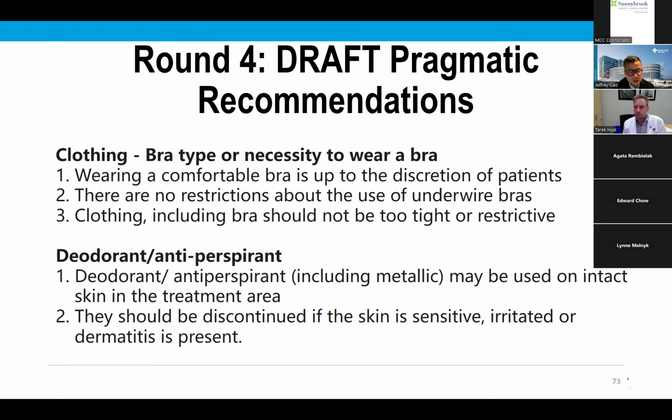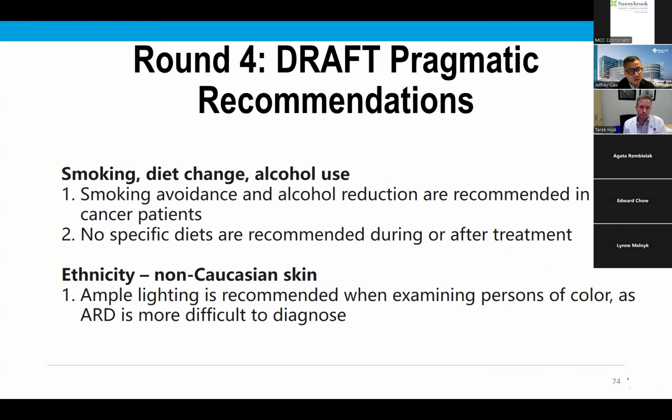Again, antidepressants, there are randomized studies to show that there is no impact on the outcomes of patients undergoing radiation therapy for breast cancer. Again, we kept with the general principles: avoid smoking and alcohol during treatment, just as a general recommendation. And then, for certain populations across Canada where the skin is darker, examining those areas in appropriate light and using appropriate language. And that's it. One minute early, Edward.